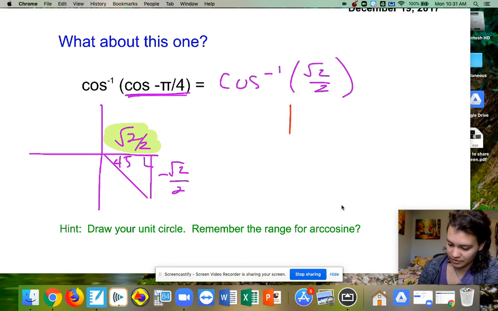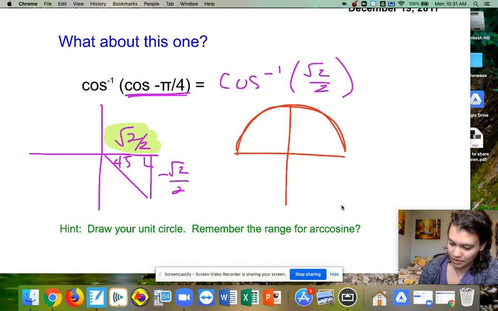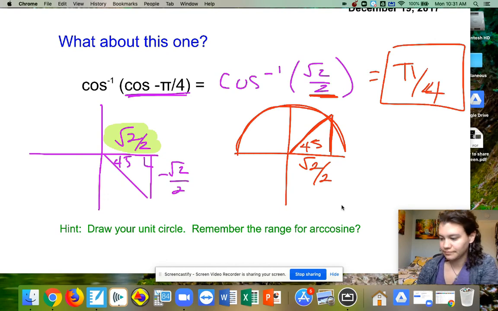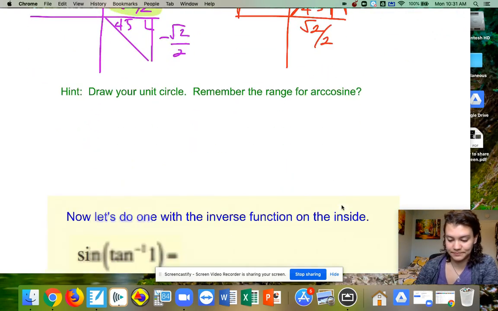Draw your triangle or your unit circle again. Cosine is the top half. We are positive, so we need to be in the positive quadrant. Cosine is your x, so we get a √2 over 2 there. This would have to be a 45-degree angle or pi over 4. And there's that one.